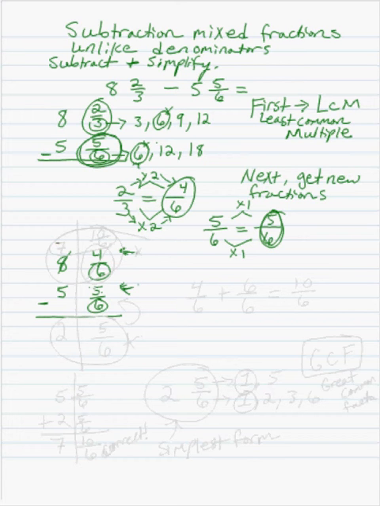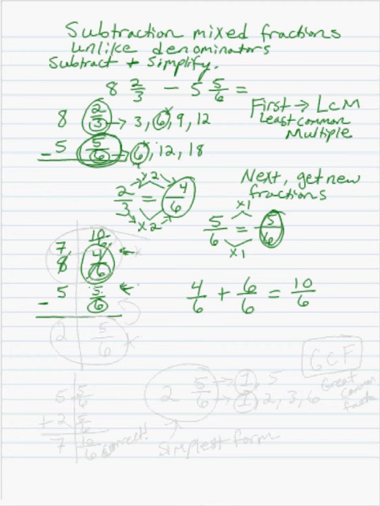We need to borrow, which means the 8 will become a 7, and we'll have one whole that we need to add to 4/6. So I'll take 4/6 over here, and I'm going to add one whole, which we have 6 pieces, and one whole is all 6 pieces. So that gives us a new fraction of 10/6. And that's an improper fraction, but that's okay when we're going to be subtracting. So we will rewrite our problem, and we'll have 10 over 6.